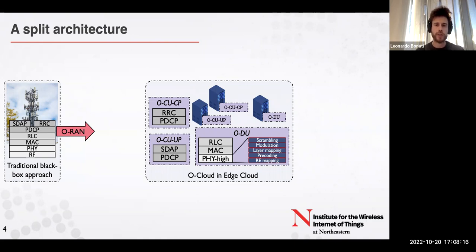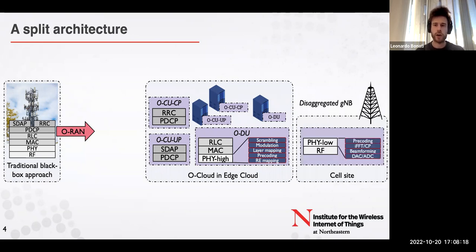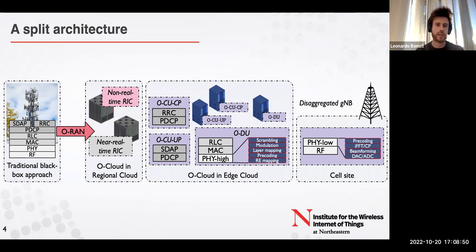And these DU and CU components connect to what is called the RU, or disaggregated gNB. That is what actually is the cell site. And this element takes care only of the lower functionalities of the physical layer, such as the precoding, the beamforming, and the actual RF transmission of the cellular signal and the reception of these same signals. And all of this is controlled by the controllers that O-RAN introduces.